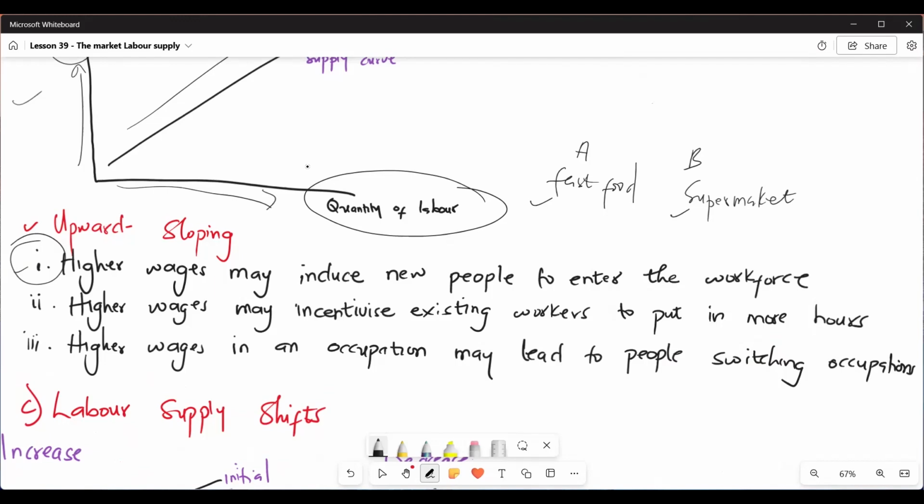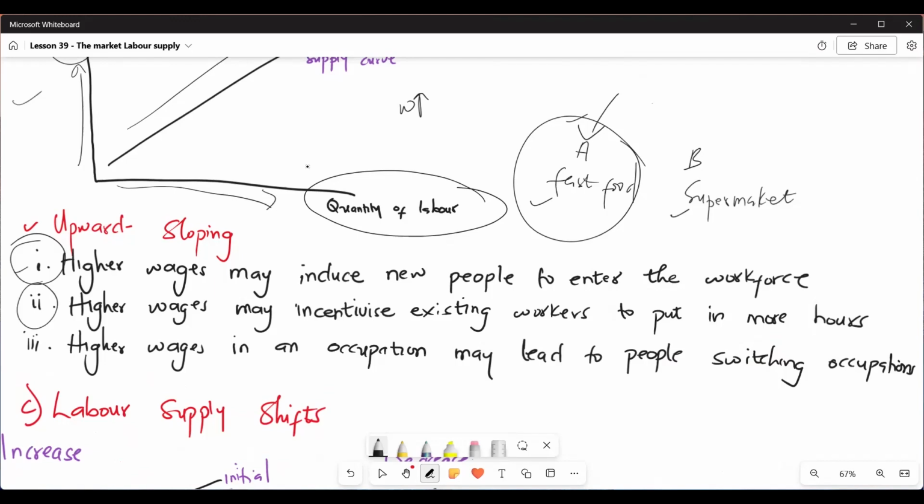What the first point simply means is that if there is an increase in wages in, for instance, market A, which is the fast food market, new people may enter this workforce. In every market, there are people working in that market, people working in another market, and people who are not employed in general. If wages increase in the fast food industry, people who are currently unemployed may now enter the market. So higher wages mean more people entering the fast food industry.